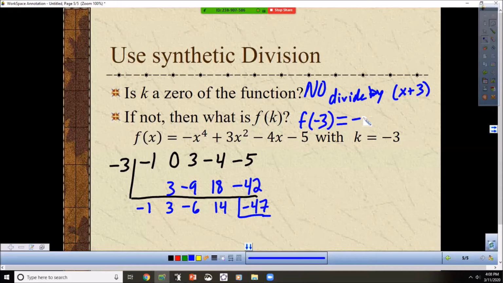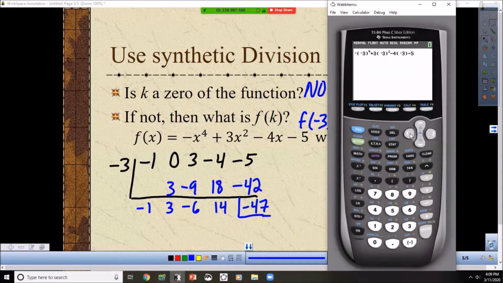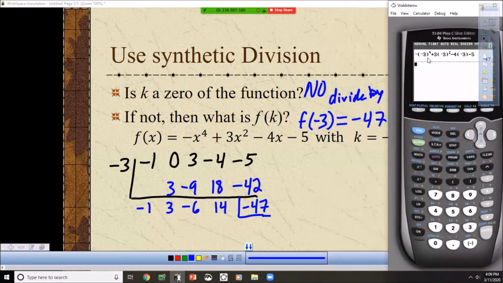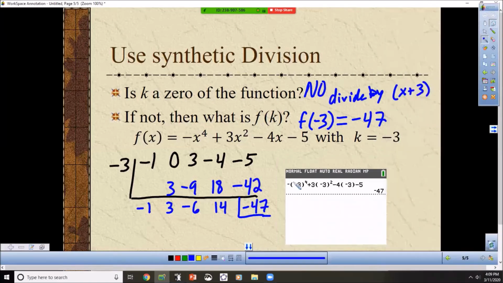It's negative 47. Now, if you don't believe me, we can check that on a calculator. Let's pull up a calculator here. Here's that calculation. I put -3 into this function. Negative of -3 to the fourth plus 3 times -3 squared minus 4 times -3 minus 5. And that does indeed equal -47. So the remainder matches the function value. That's the key idea here. Let's take a look at another example.